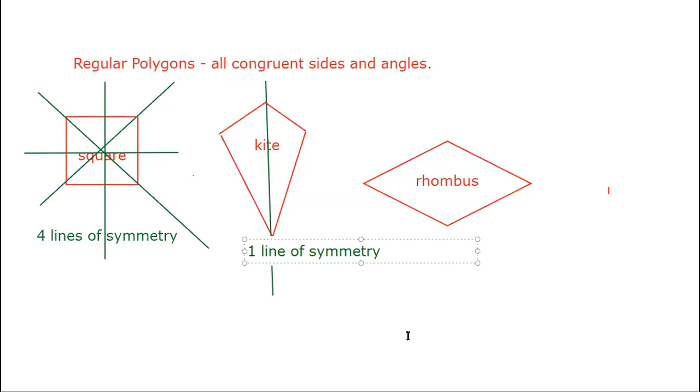Now let's look at the rhombus. If we folded the rhombus here, would we have two identical pieces? No, they wouldn't, because it's a diagonal shape. So in a rhombus, we have this, and we have this. So a rhombus has only two lines of symmetry.